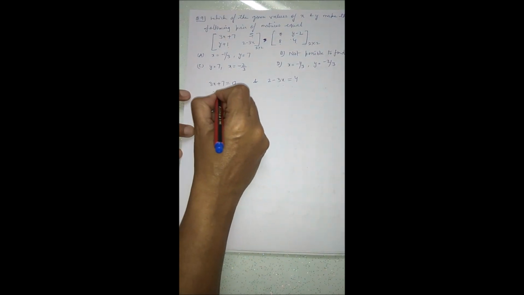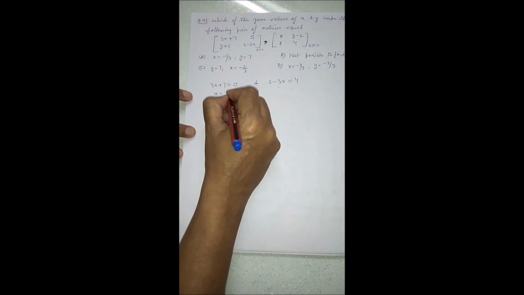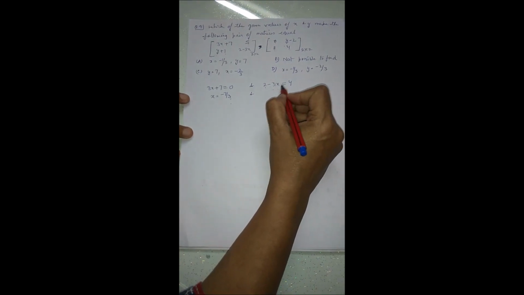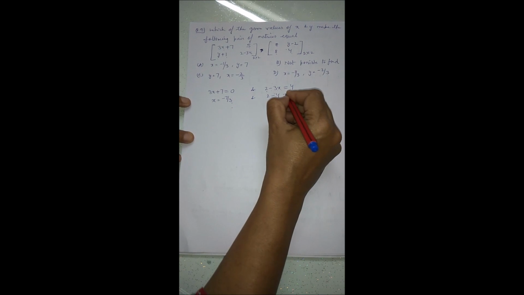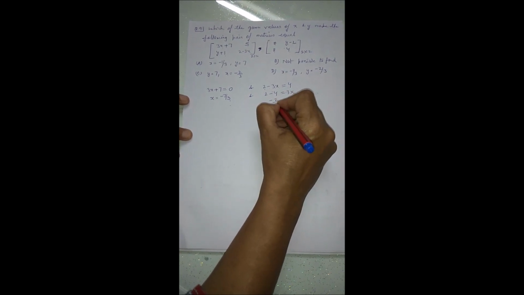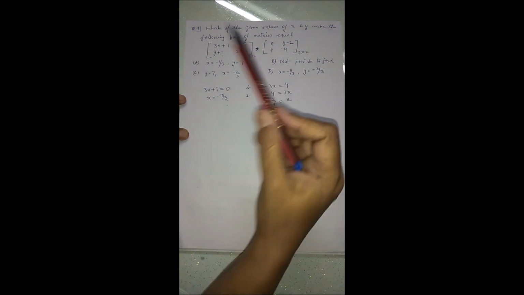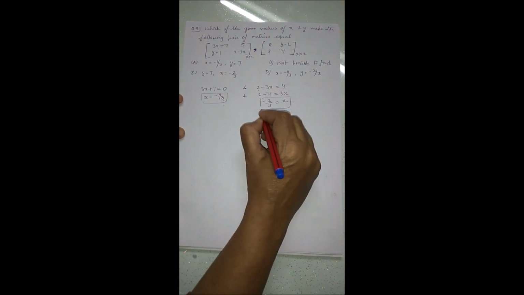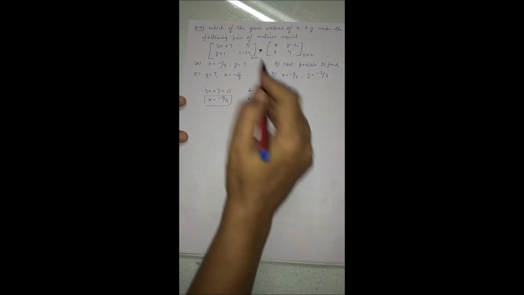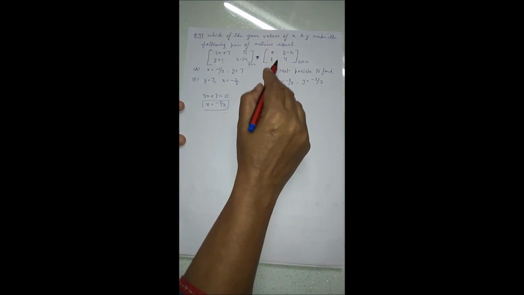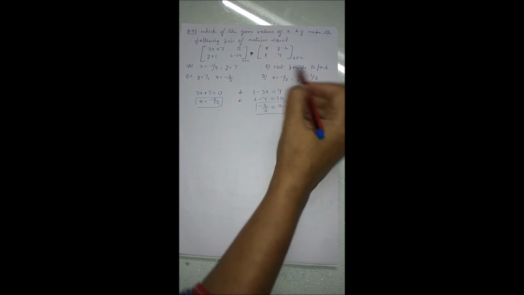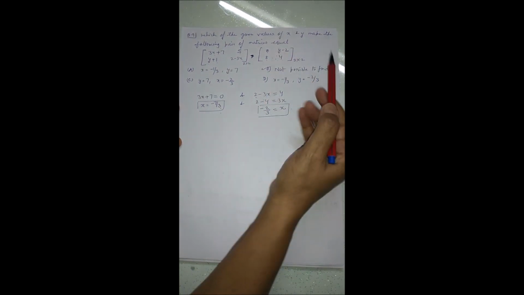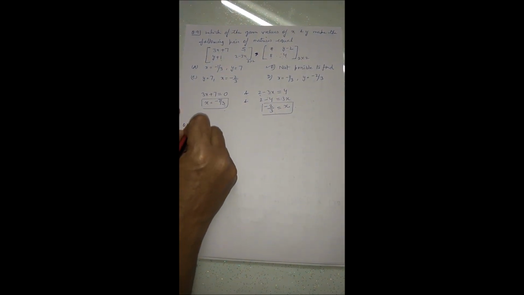Now while solving 3x plus 7 equals 0, we get the value of x as minus 7 by 3. But when we solve 2 minus 3x equals 4, we get 2 minus 4 equal to 3x. That means minus 2 by 3 equals x. Now in these two, we are getting different values of x. If we get different values of x, these two matrices cannot be equal. So the answer is, it is not possible to find the values of x and y to make these two matrices equal.